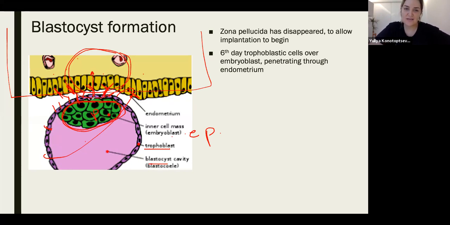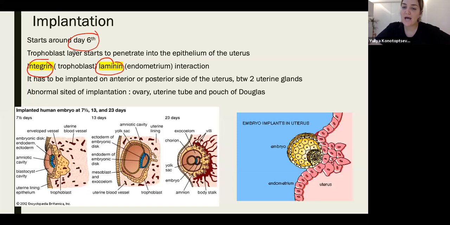So you get it? Initial adhesion, laminin on the endometrium, integrin on the trophoblast. But the actual implantation is integrin fibronectin interaction. Integrin won't stop until it is fully surrounded by the fibronectin. So it has to be in the endometrium. There are some places where we want our embryo to be implanted. This is going to be anterior, posterior side of the uterus between two uterine glands.